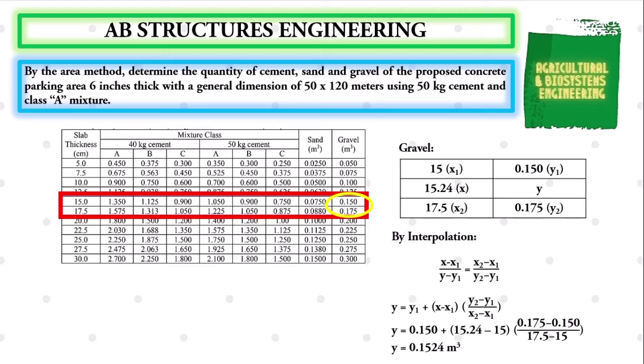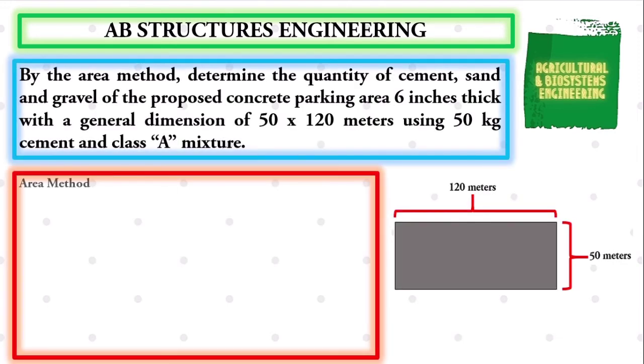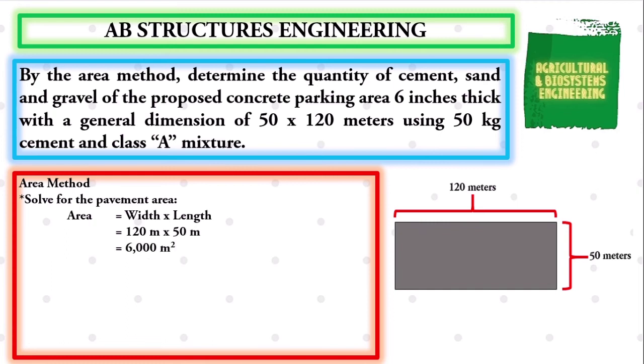After solving the necessary values for our materials, we now proceed to solving the right quantity for the cement, sand and gravel. The problem requires us to use the area method. The first step we have to do is to solve for the pavement area. To solve for the area, we multiply the width and the length. I have other tutorial videos regarding this method, simply visit my channel to watch more of it. Substituting the values, we have area is equal to the width of 120 meters times the length of 50 meters, giving us an area of 6,000 square meters.